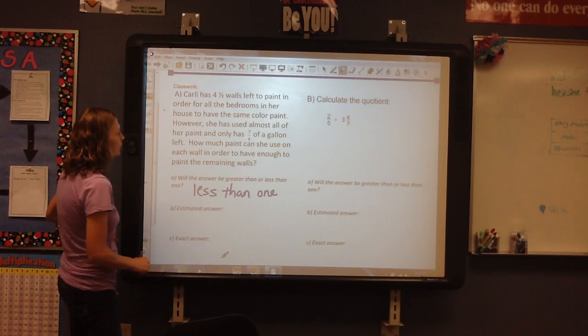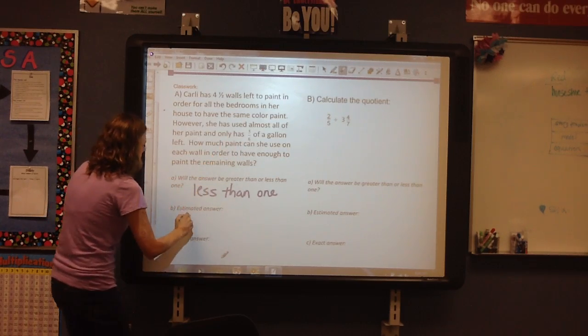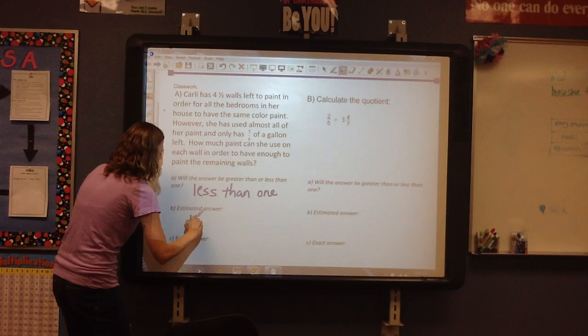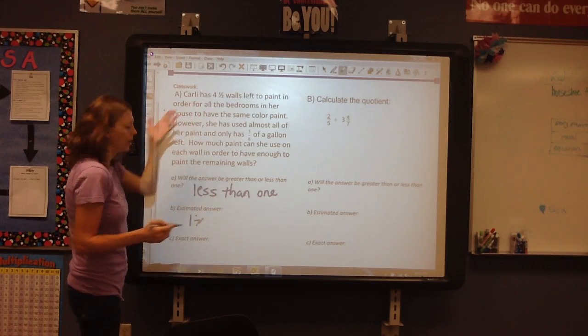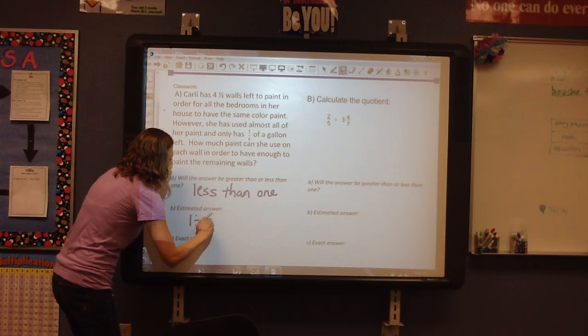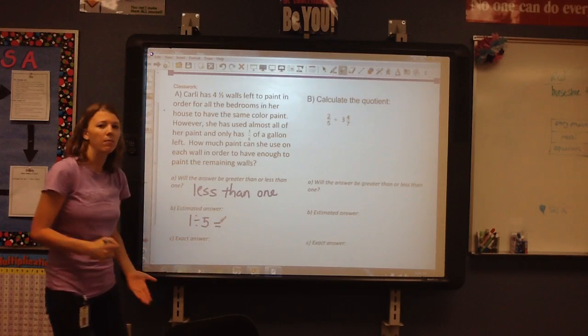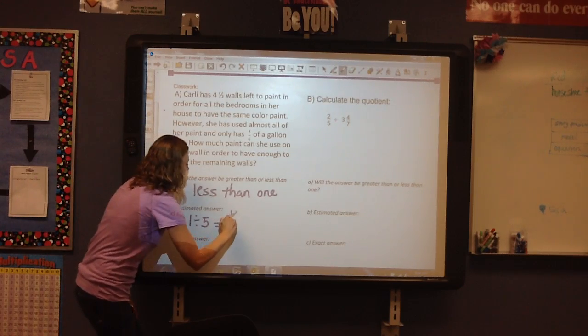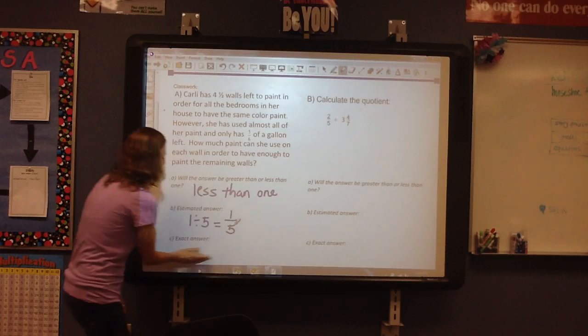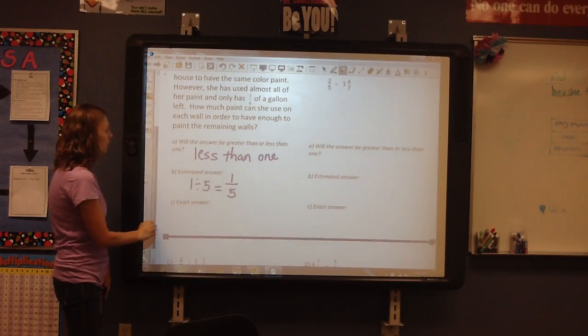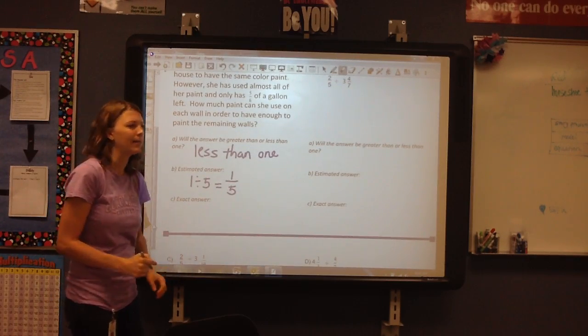The estimated answer: 5/6 we could write as 1, and 4 1/2 I could round up to 5. And if I were to divide 1 by 5, I would get 1/5. So now I want to figure out my exact answer.